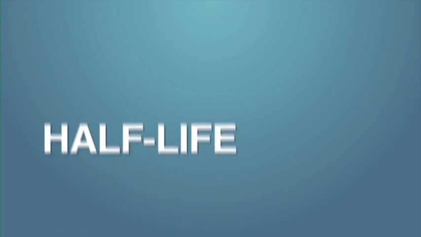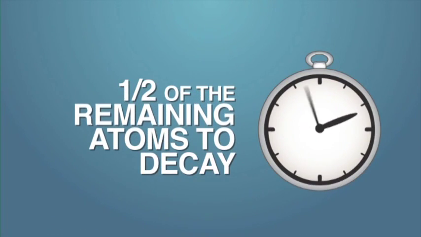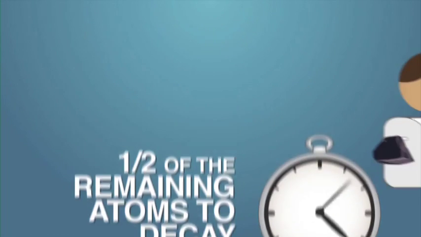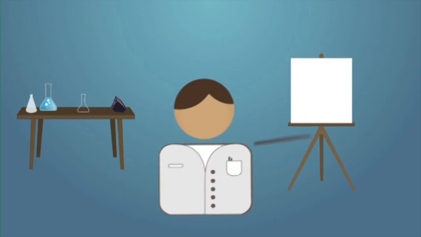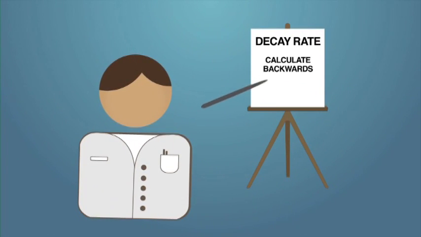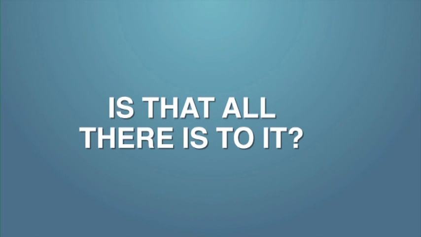The decay rate is measured in terms of half-life, that is, the length of time it takes half of the remaining atoms of a radioactive parent element to decay. Now, of course, that can be measured in a laboratory, and it is assumed that since we know the decay rate, we can calculate backwards and come up with the age of the rock. But is that all there is to it? Here's where it gets tricky.